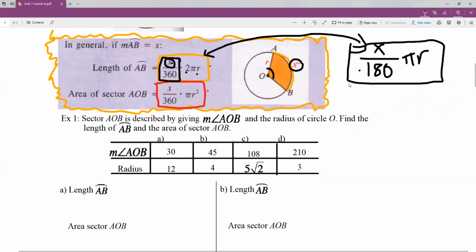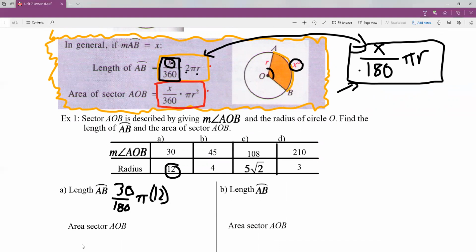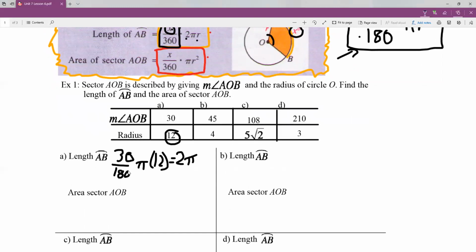For the length of AB, I'm going to use this formula right here. I take my angle measure, 30, over 180 times pi times the radius, which is 12. Get your calculators handy because I am not good at arithmetic. When I plug this into my calculator without the pi, this is equal to 2 pi. Then the area of sector AOB, same thing, but now it's 30 over 360 pi r squared, which is 12 squared. Plug this into your calculator, 30 over 360 times 144, and you get 12 pi.